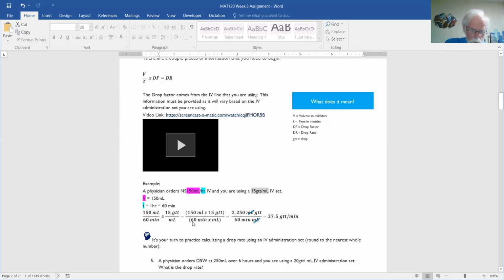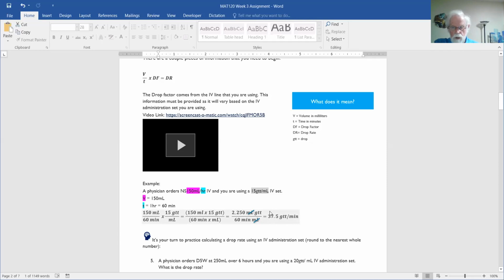They put this into one quick calculation. I generally prefer people to do things stepwise when they're learning these things. But we divide 150 by 60, we get 2.5 milliliters per minute, then multiply 2.5 milliliters per minute times 15 drops per milliliter, and we get 37.5 drops per minute.